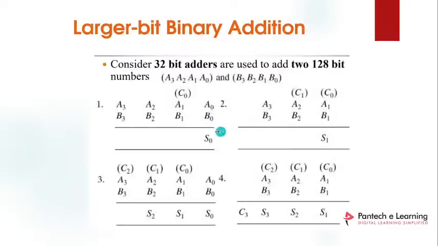Then we move to larger bit binary additions. These are the inputs: input 1, input 2, and so on. When adding, if you have 0 and 0, the sum is 0 and carry is also 0. If you add 0 and 1, the sum is 1 and carry 0. If you add 1 and 1, the sum is 0 and we have to put the carry into the next inputs. This is the main basic procedure for binary addition.